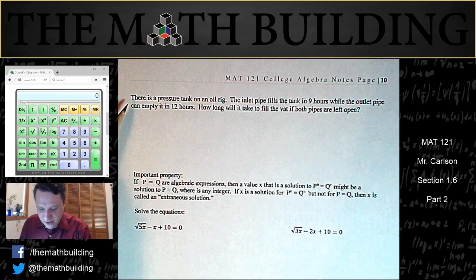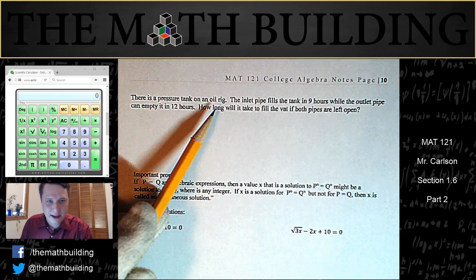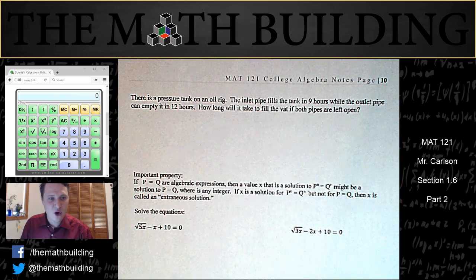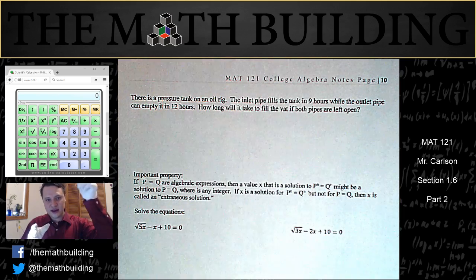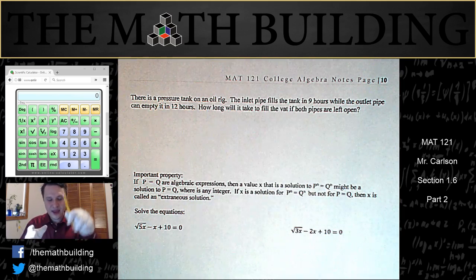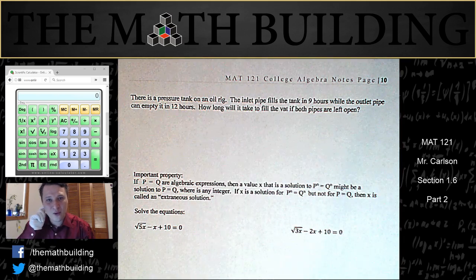My name is Gregory, and this next problem says there is a pressure tank on an oil rig. The inlet pipe fills the tank in 9 hours, while the outlet pipe can empty it in 12 hours. How long will it take to fill the vat if both pipes are left open? In other words, normally it would take 9 hours to fill the tank, and 12 hours to drain it. So you can see that because it's filling faster, it'll slowly fill up if both pipes are open. So the question is, how long will it take if both pipes are open for it to fill up?